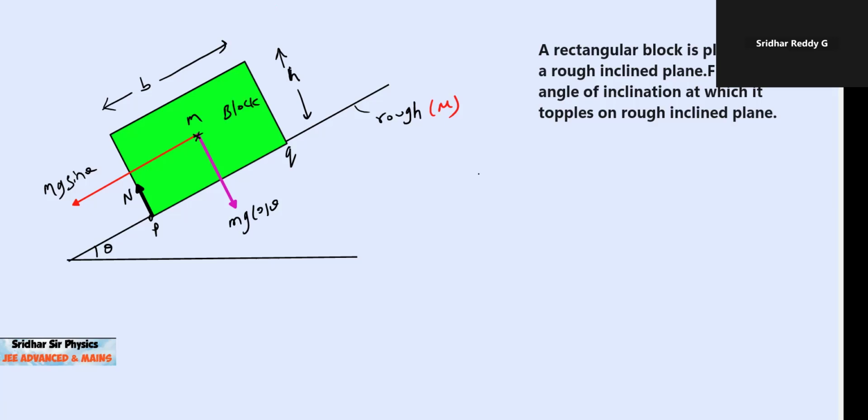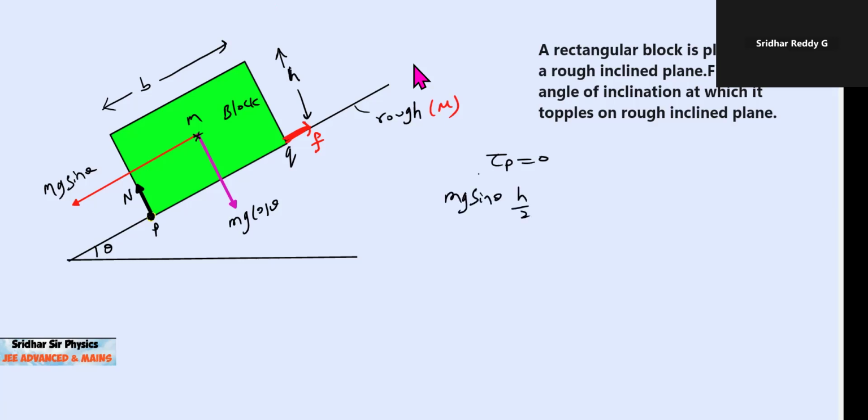So what is the condition for it to topple? Now the friction, how does the friction act? The friction should act up the incline. Okay, we'll write down the equations. Now net torque about point P should be 0. Try to make observation of this point. Net torque about point P should be 0.